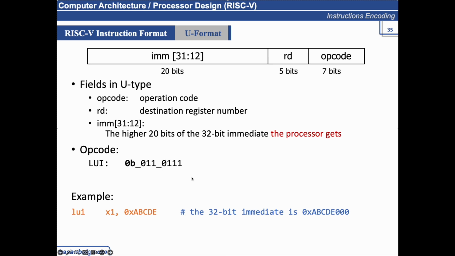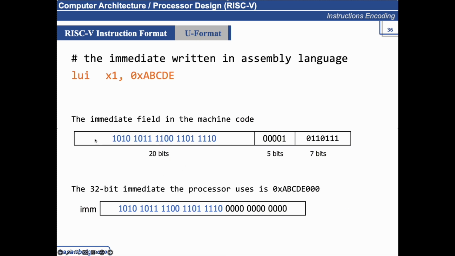So whenever a processor reads this value at the rightmost 7 bits, it will immediately understand that the LUI operation has to be performed, and all the remaining 20 bits after the RD field will be treated as immediate data. Okay, so the example here is you specify LUI x1 0xABCDE. This is what you specify as a 20-bit immediate data in the instruction. So this is the opcode, this is the RD corresponding to x1, and then this is the immediate data. Okay, so the 32-bit immediate data the processor uses is 0xABCDE000, because it has to store the 32-bit data into a register, because every register is 32 bits wide.